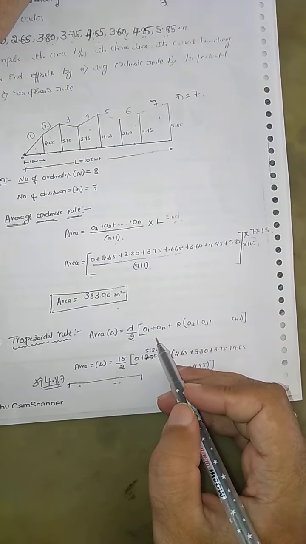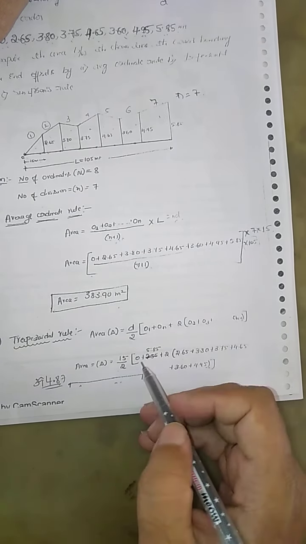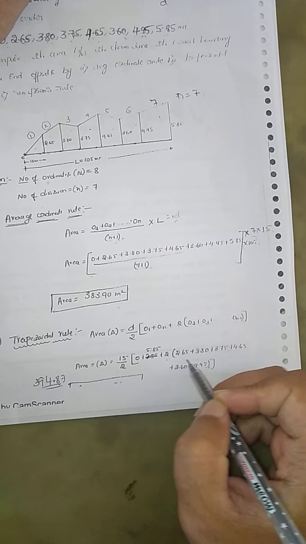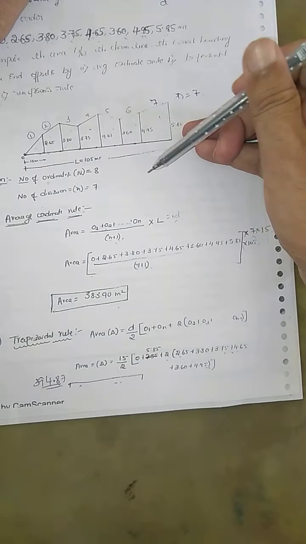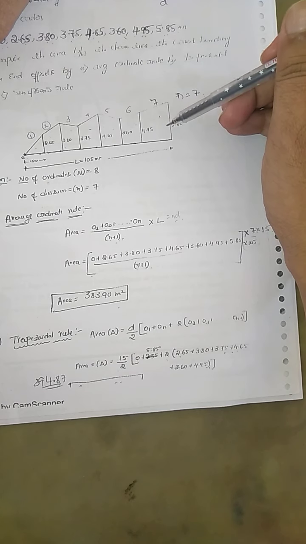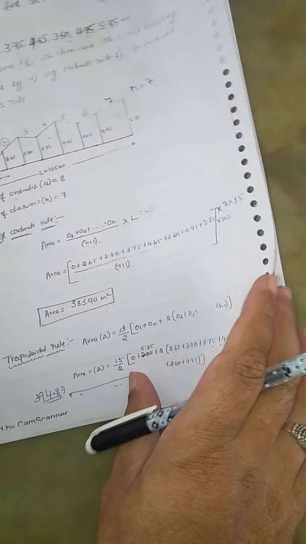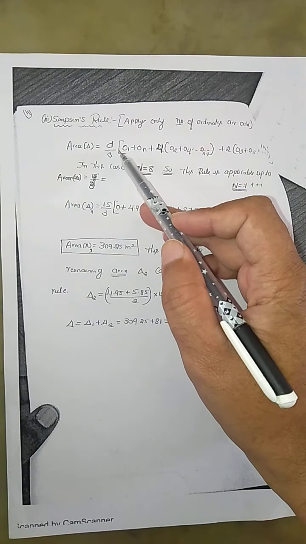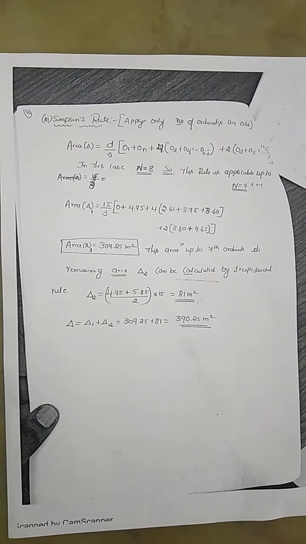Then by the trapezoidal rule, what is the formula? D divided by 2 into O1 plus On, plus 2 into the rest. So here O1 plus On plus 2 into 2.65, 3.8, 3.75, 4.65, then 3.6, then 4.95. So you will be getting an area of 394.87. Then by Simpson's 1/3 rule, again D by 3 into O1 plus On plus 4 into O2, O4, On minus 1 plus 2 into O3, O5.